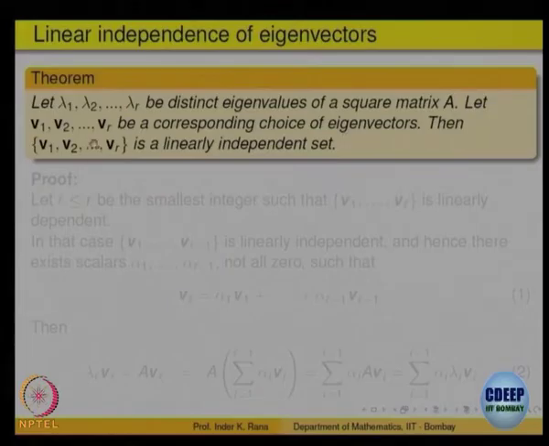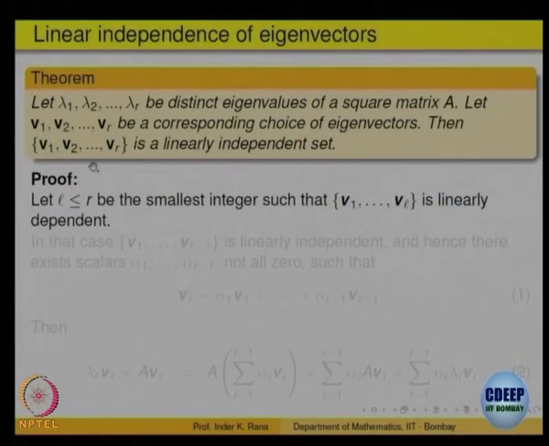Then the claim is that this set is linearly independent. What we are saying is that even though all the eigenvalues need not be distinct, if you collect the eigenvectors corresponding to distinct eigenvalues, they will form a linearly independent set. So, at least there is some achievement. They may not all be distinct, but for whatever are distinct, you find an eigenvector for each one. So, at least that many linearly independent vectors you have got. Let us prove this.